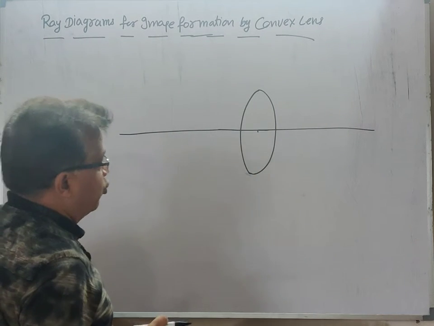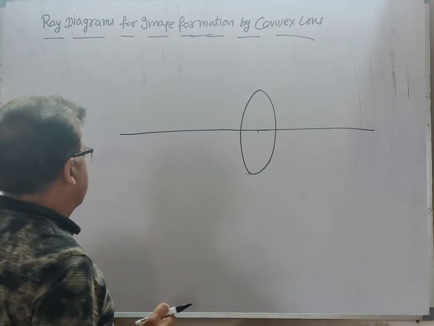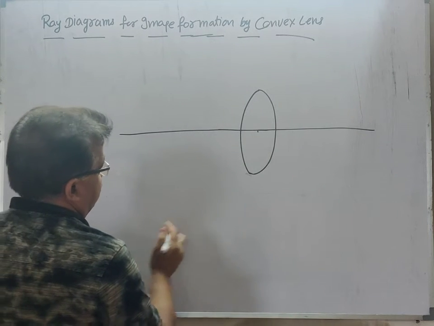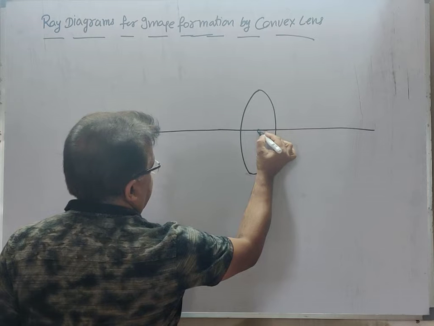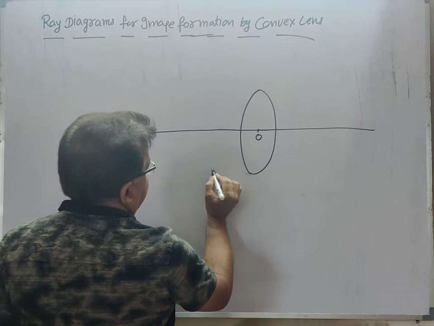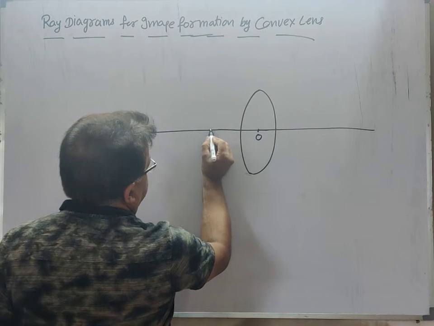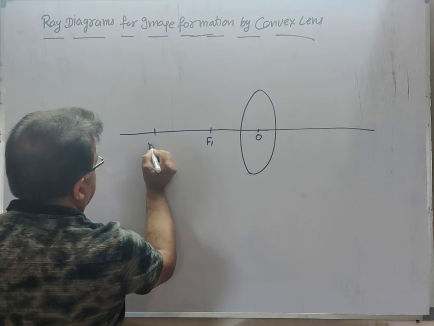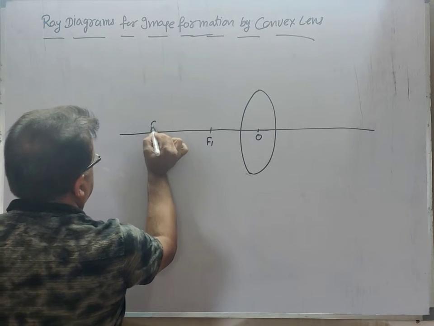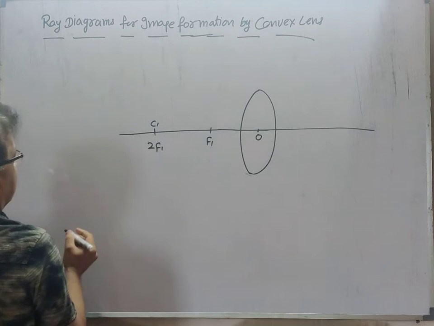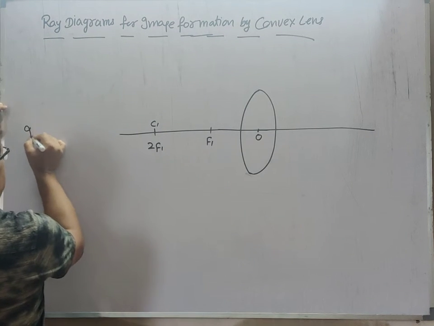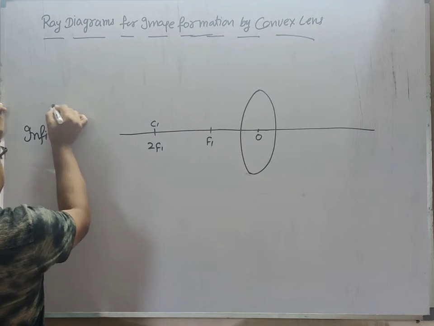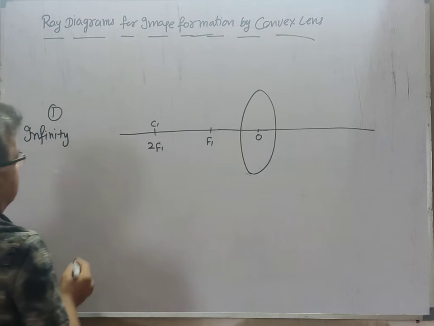As I have shown you in the case of concave mirror, in a convex lens there are 6 positions. This is the optical center, this is approximately the focus, and this is 2f1 or C1. Then at first we shall place the object at infinity, at a very long distance.